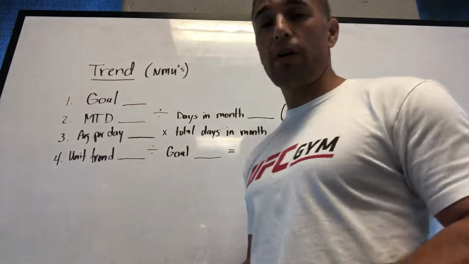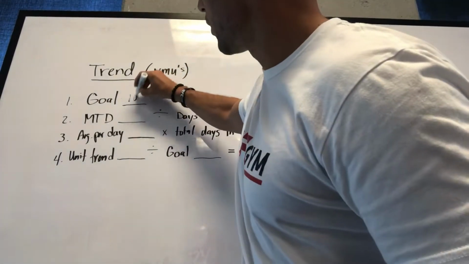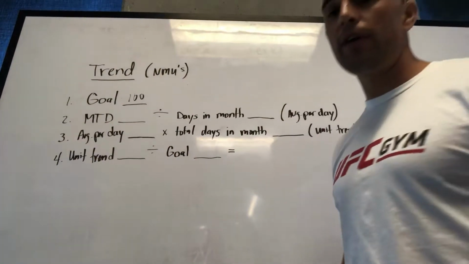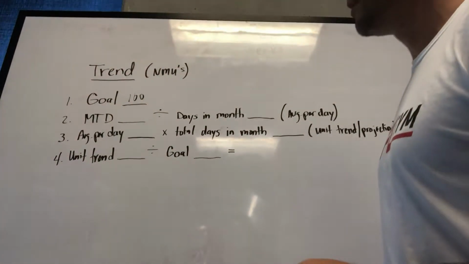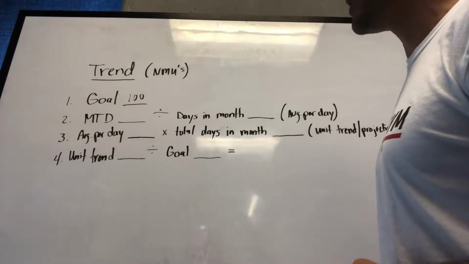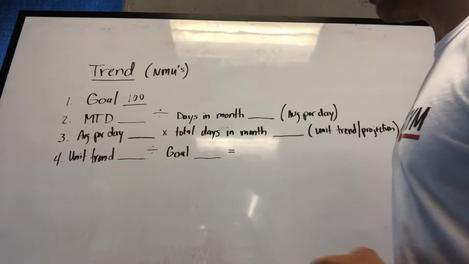First things first, we're going to go ahead and set a goal. Obviously, our goal is going to be 100 NMUs. For a lot of you out there, that's a little light. I know, I apologize, but let's just use some basic numbers so we can get some quick math.